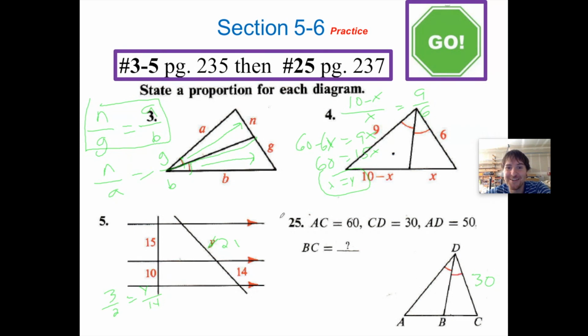A lot of people would have trouble with a problem like this. Watch number 25. CD is 30, AD is 50, AC is 60, so what is BC going to be? We've got to figure out a way to solve this one.